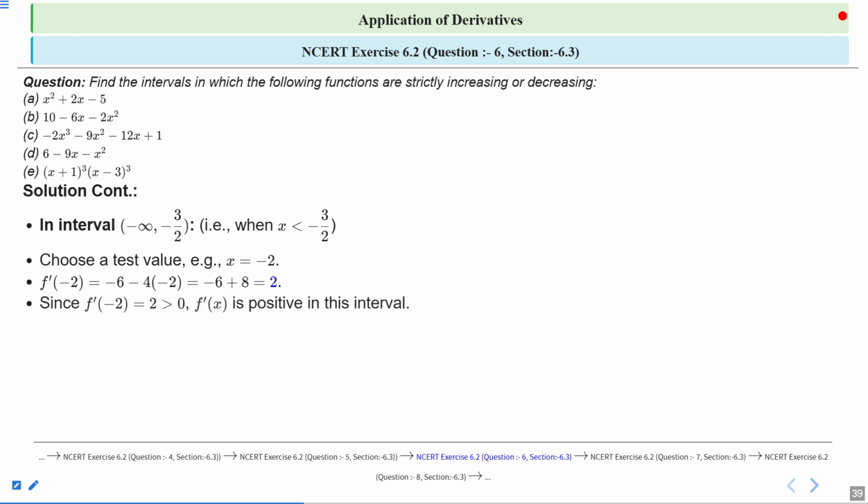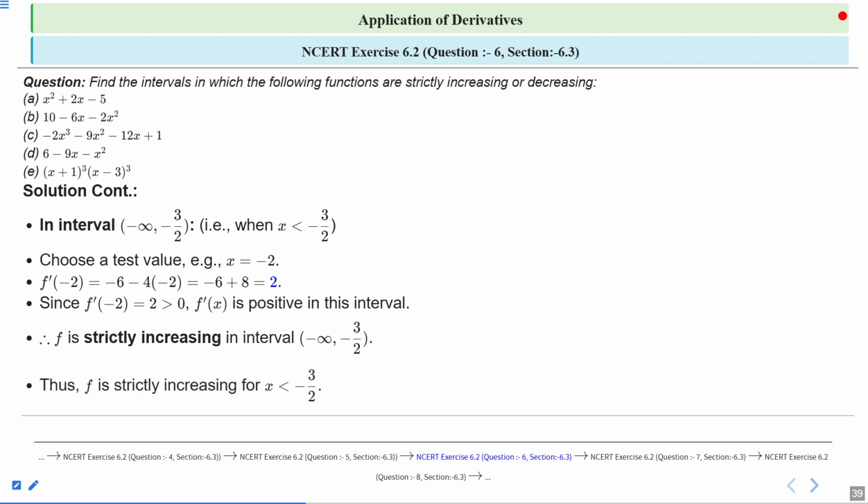Since f dash minus 2 is equal to 2, which is greater than 0, f dash x is positive in this interval, right? Therefore, f is strictly increasing in the interval minus infinity to minus 3 by 2. Thus, f is strictly increasing for x less than minus 3 by 2, right?